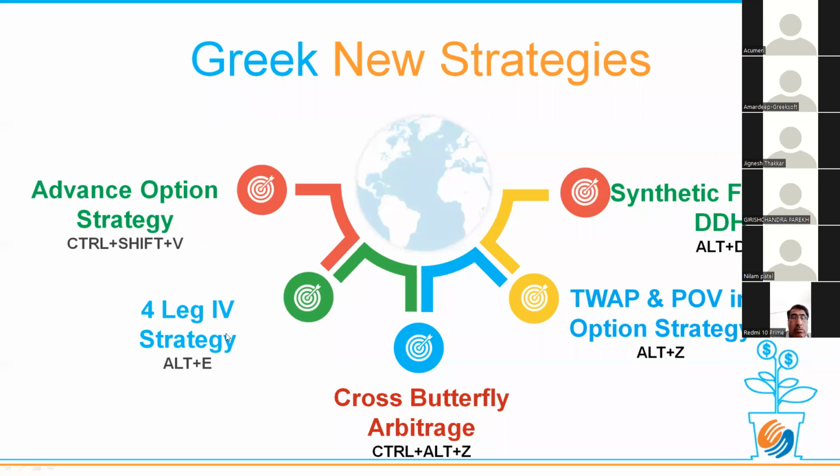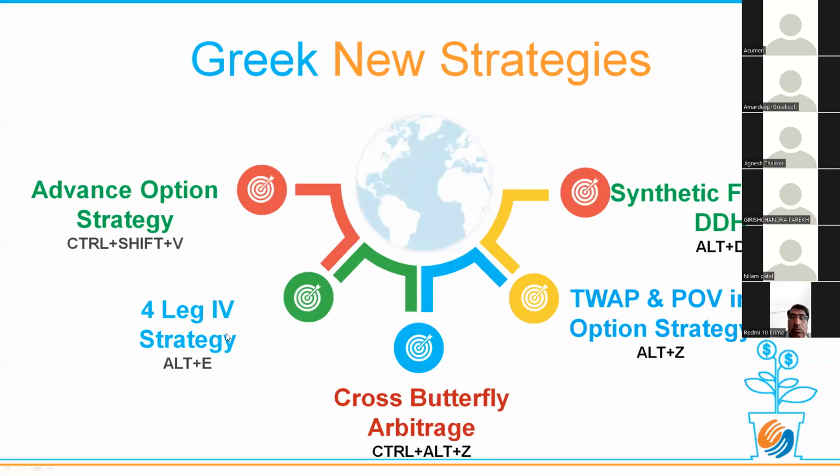So what we had as of now is single leg and 2 leg IV strategies. Now we have come up with 3 leg and 4 leg IV strategies. So one can do a 3 leg IV strategy or a 4 leg IV strategy. One can also do 4 legs in 2 different underlyings. Now, 4 legs in 2 different underlyings, what does it mean?